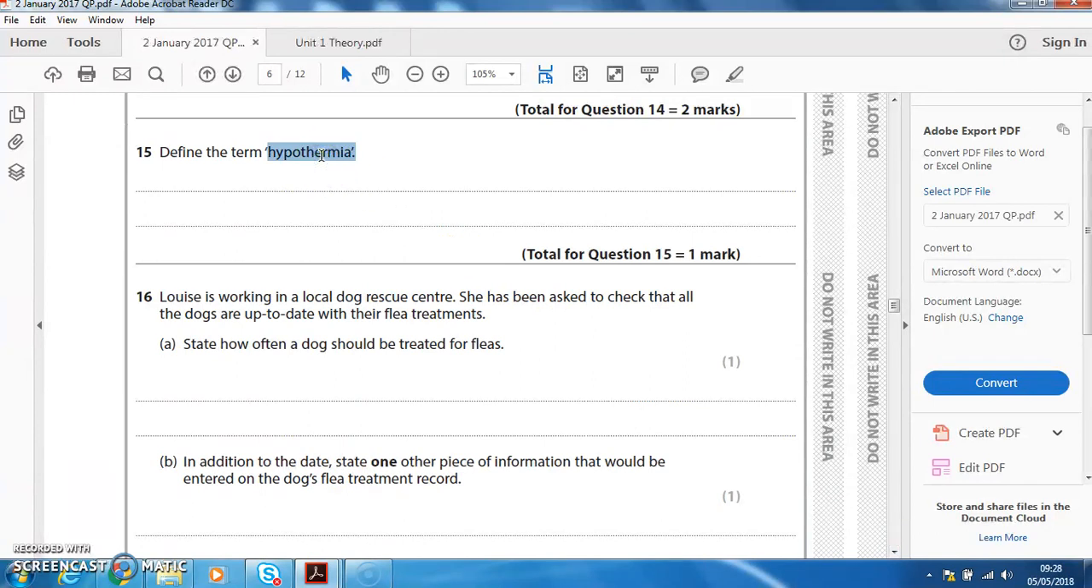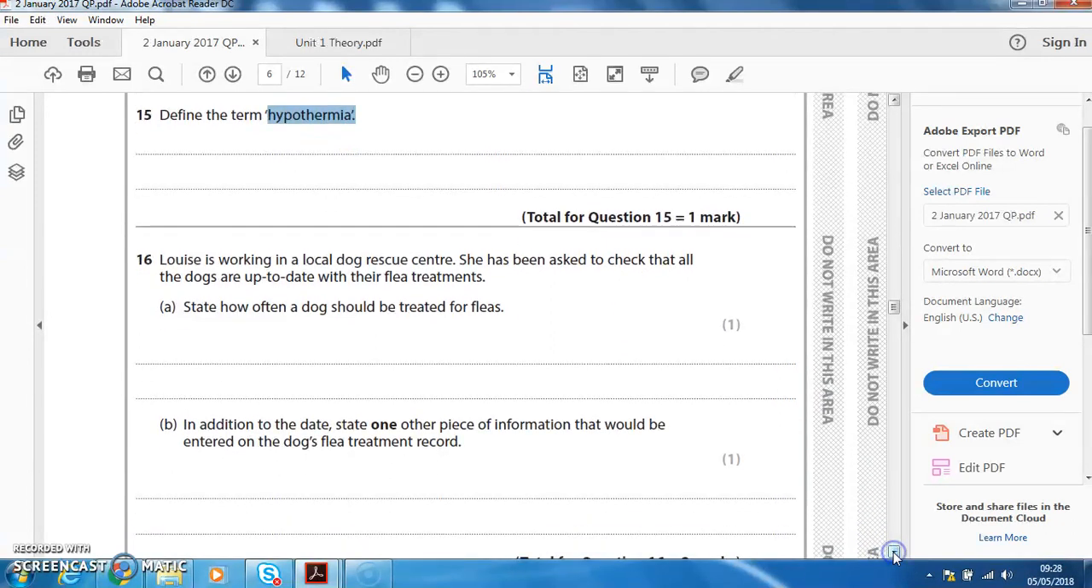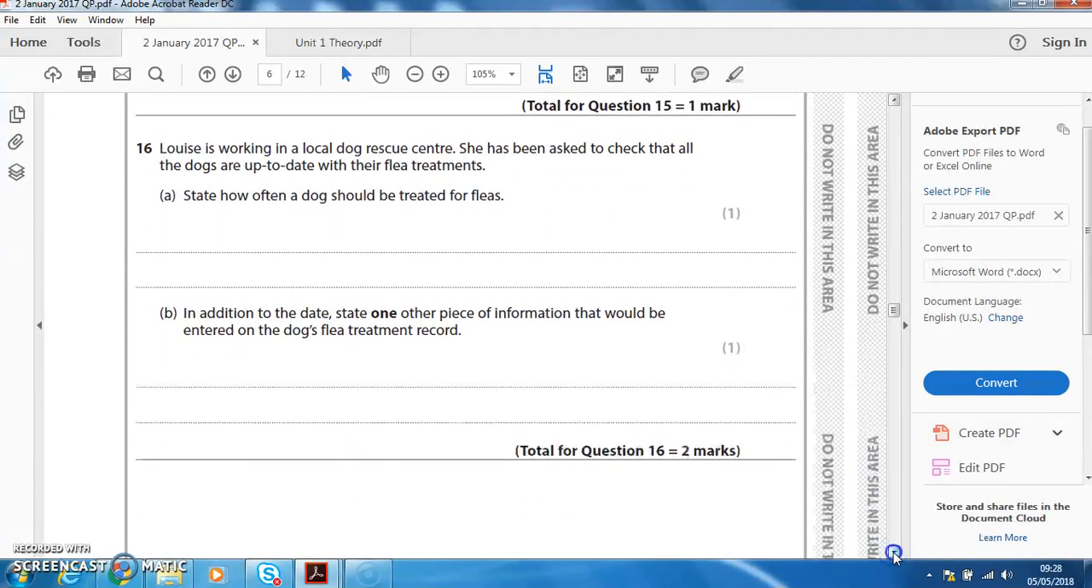Hypothermia means that you've become cold, so you've got a lower body temperature. Your body temperature has become low.